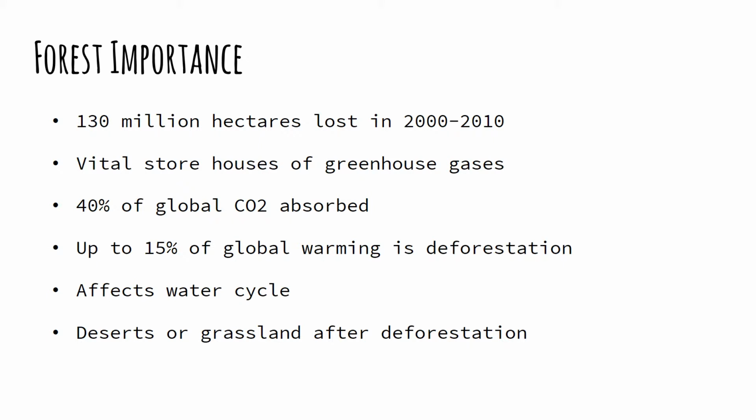This also affects the water cycle, as evapotranspiration is stopped by trees and not as much water is released back into the atmosphere as was contained by the ground, drying out areas and resulting in desert and grassland areas after deforestation.